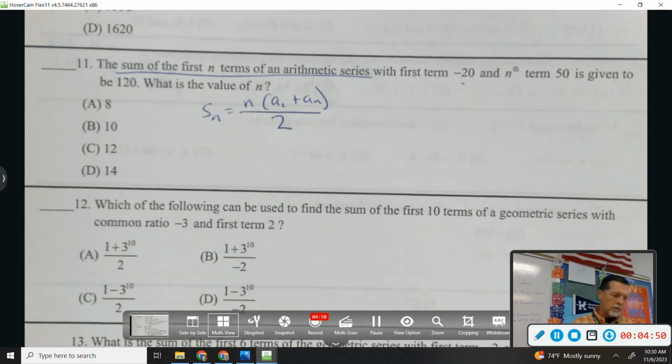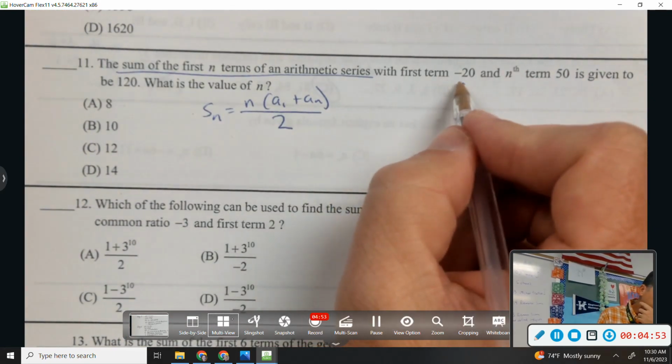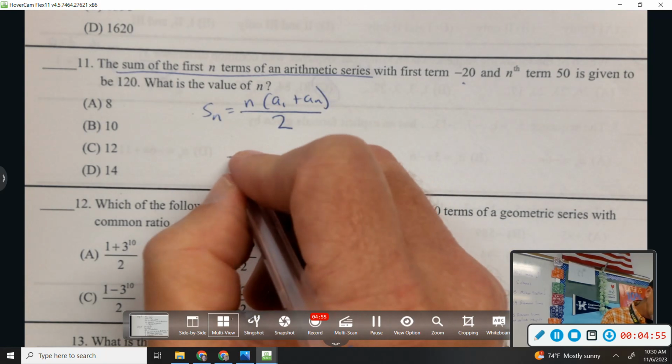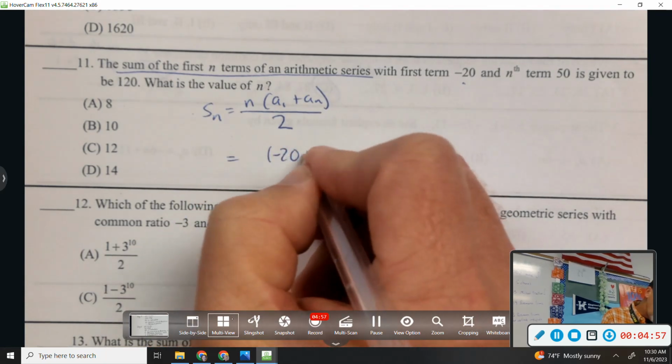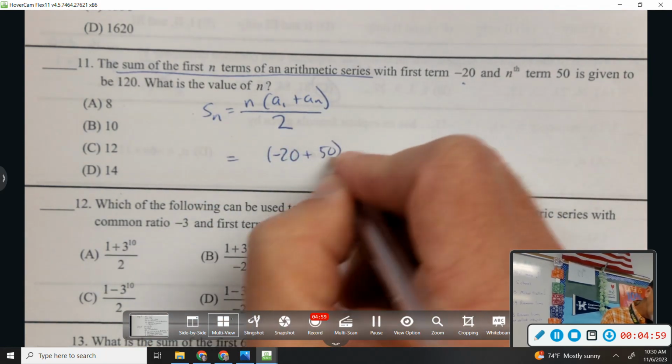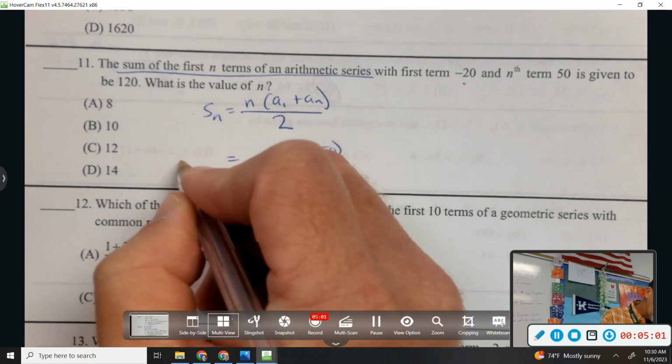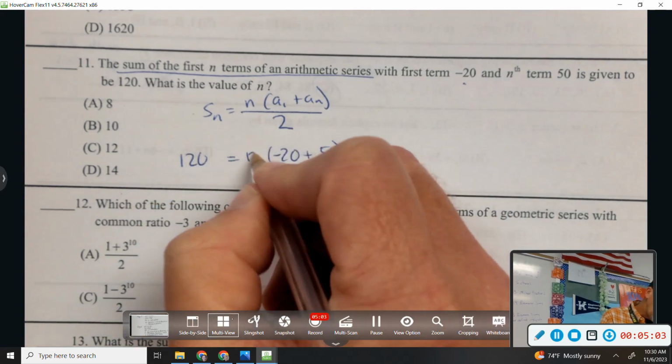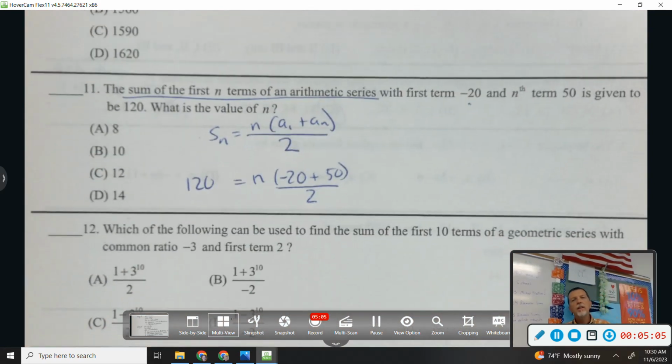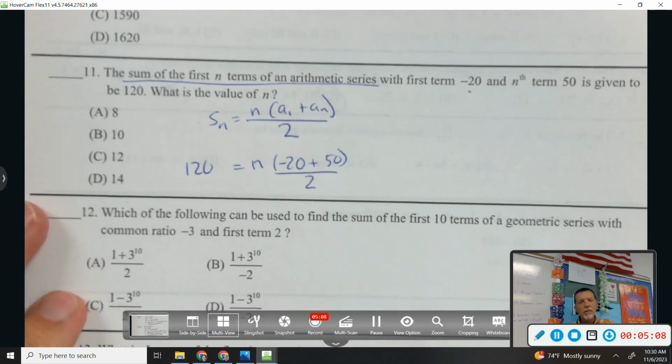Okay, now let's see if this makes sense. First term is negative 20. The nth term is 50. The sum is 120. Find n. Oh, so it wasn't really that bad of a problem. It just, there's a lot of stuff going on.